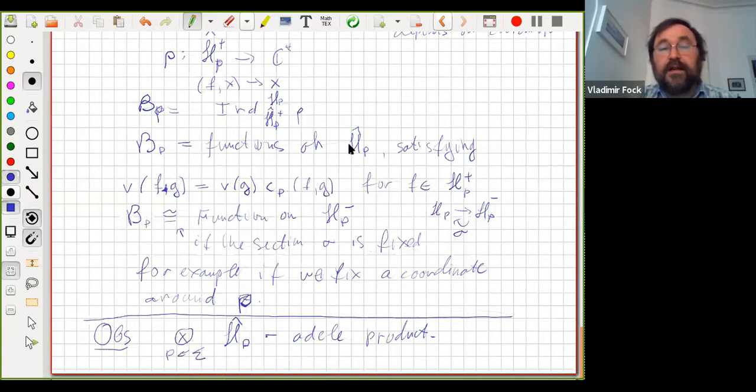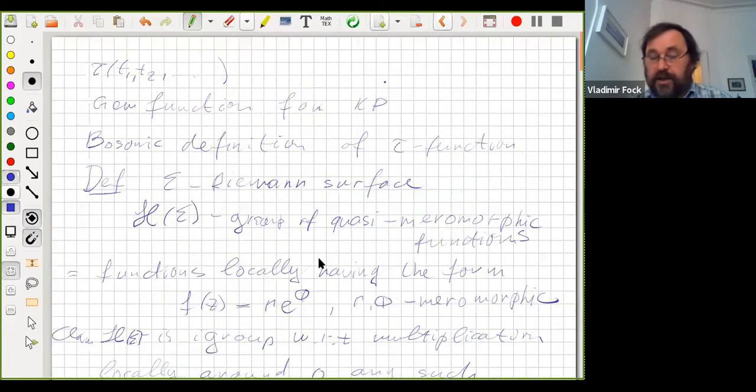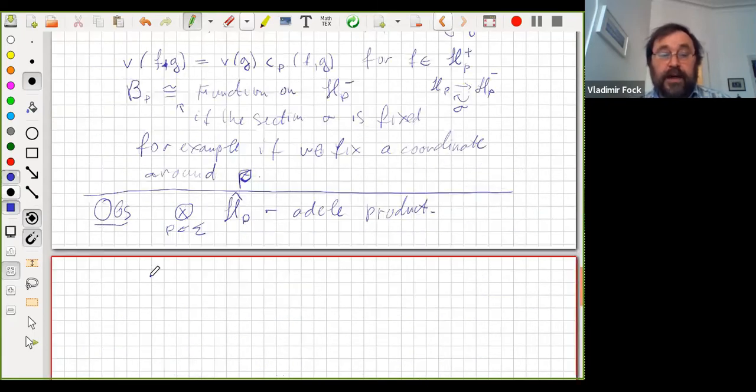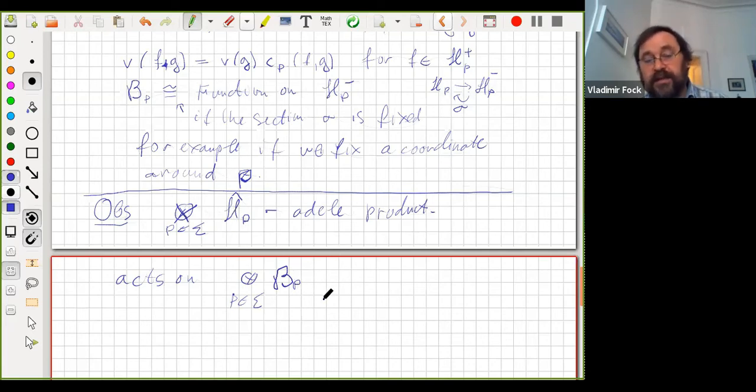And of course, if we have this product, then this group acts on, you have also the tensor product over, well, this is a product, maybe not tensor, but just the usual product. If you take the tensor product of BP, then of course the same thing, the adelic product over P in sigma, then the HP acts on this, it's obvious.